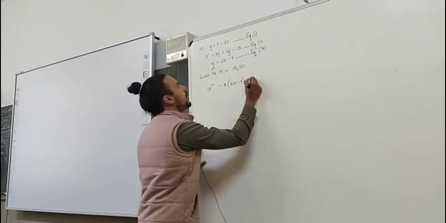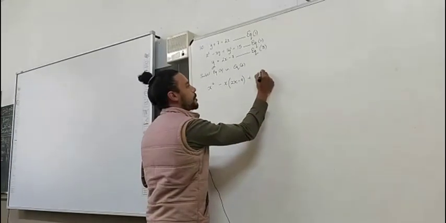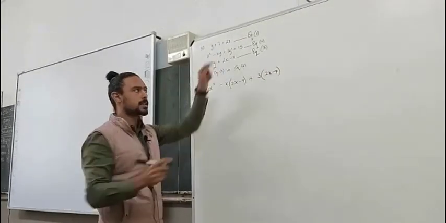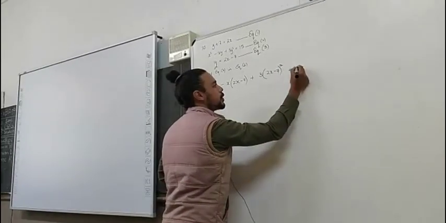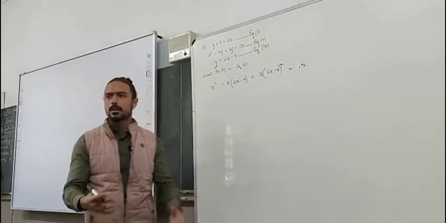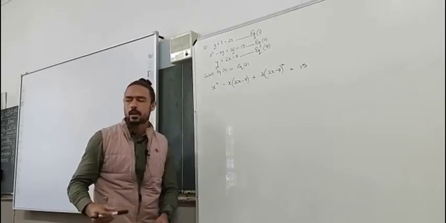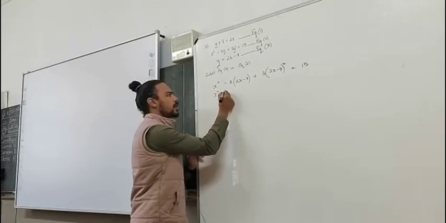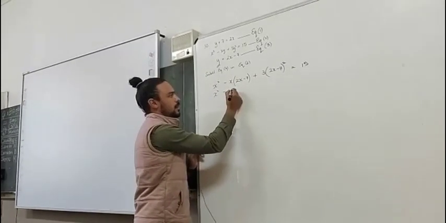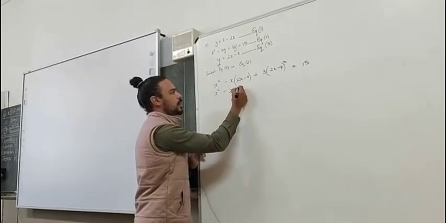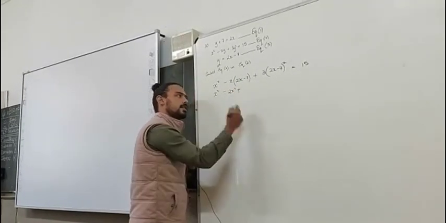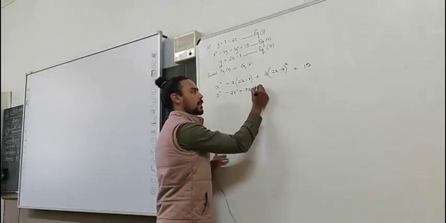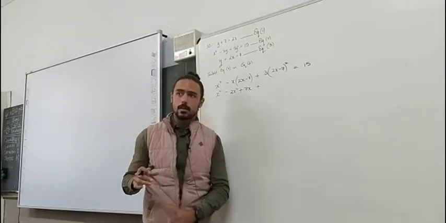Close, plus 3 bracket 2x minus 7. Now that y is squared there, so I need to square this one as well, is equal to 15. And now from here onwards we can simply do basic algebra and expanding of products. So this is going to be x squared minus, so I'm going to expand there, that becomes 2x squared, and then 7 times x becomes positive, and negative times a negative is equal to a positive 7x. Alright, here you need to apply the rules of BODMAS.